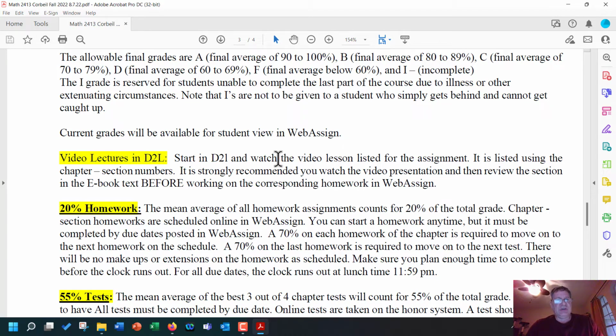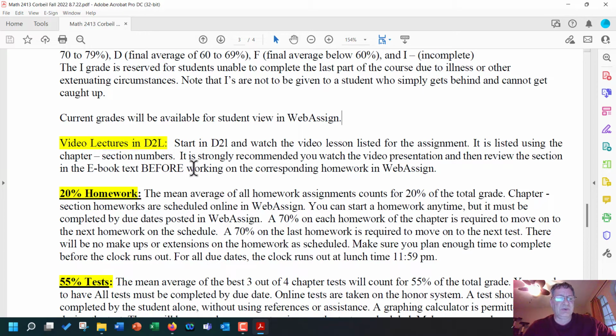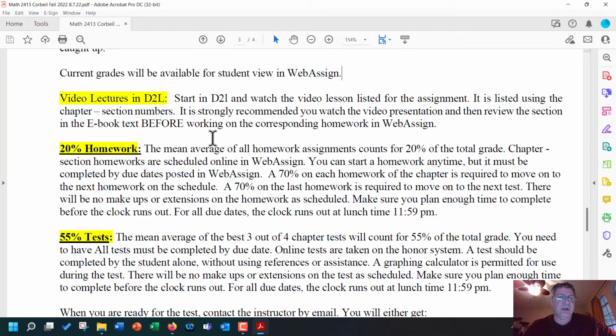The current grades should be available for student view in WebAssign. That's going to be your test grades and your assignment grades. Occasionally I will update that in D2L, but if you want your absolute current grades, especially for assignments, that will be in WebAssign. So we're kind of going back and forth in both programs. The video lectures will be linked in D2L. So you can look at D2L and take a look at the video lessons.